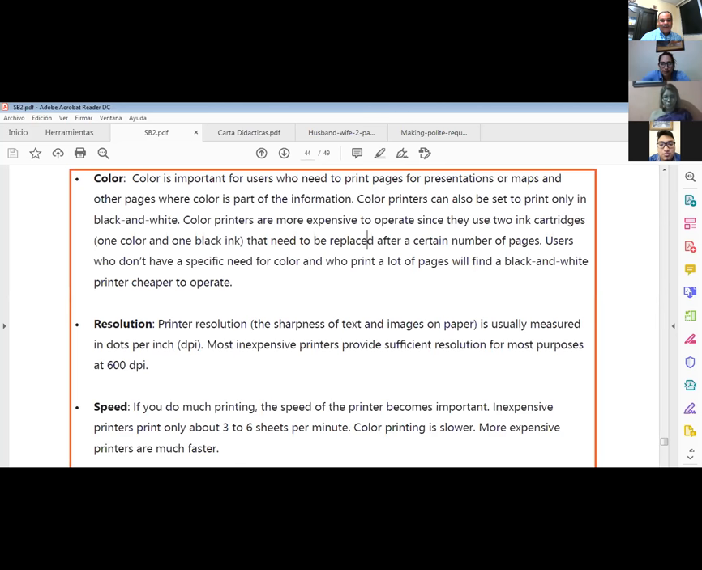Cheaper. Más barato, cheaper. Only cheap, barato. But cheaper, más barato.